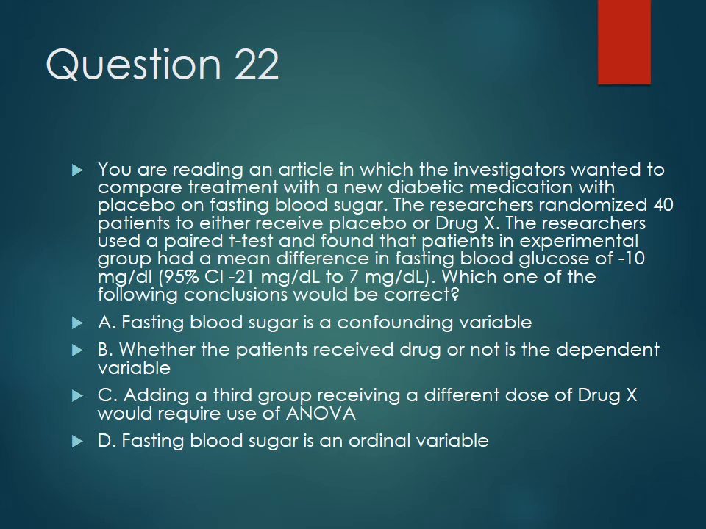And then looking at C being our final choice, so adding a third group receiving a different dose of drug X would require use of ANOVA. And this is true because, again, when you are looking for the difference in means between three groups or more, you basically want to use an ANOVA at that point to avoid falling into multiple comparisons issues. So C would be the correct answer here.